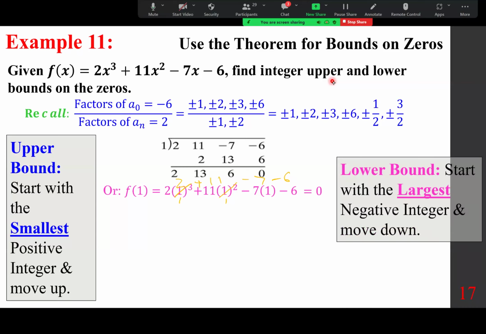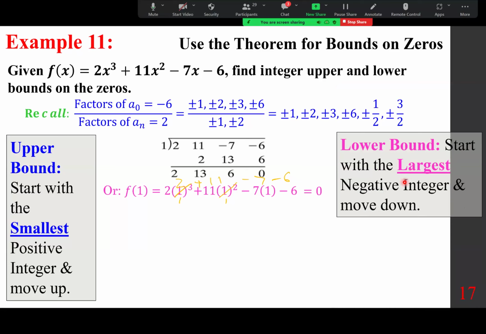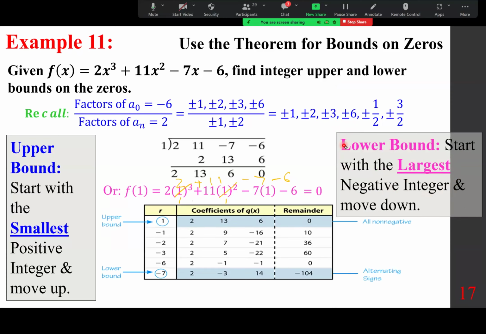Now, for the lower bound, start with the largest negative integer, the most negative one, and then move down. So you go with -6, -3, -2, and so forth. That's the reverse process. Now, we can look at the summary of that because this takes a little bit of time. We looked at number 1, and because the coefficients are what you have, including the remainder, it's all negative. Number 1 is the upper bound. I can do the rest of them, okay?